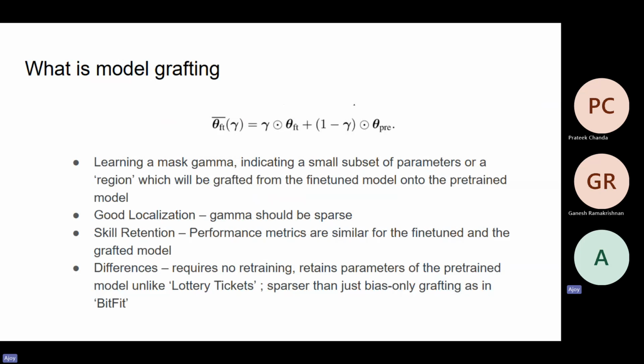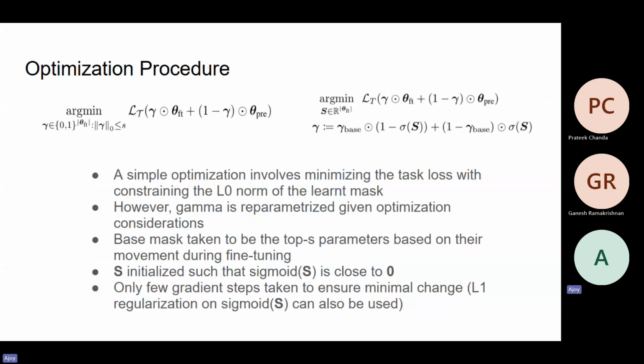As I just introduced pictorially in the previous slide, we have two models, the pre-trained one and the fine-tuned one, and we intend to learn a sparse mask which indicates the parameters in the fine-tuned model responsible for the skill. This is the equation for the grafted model. We want the mask gamma to be sparse, and the performance of the grafted model should be comparable to the fine-tuned model. Next slide.